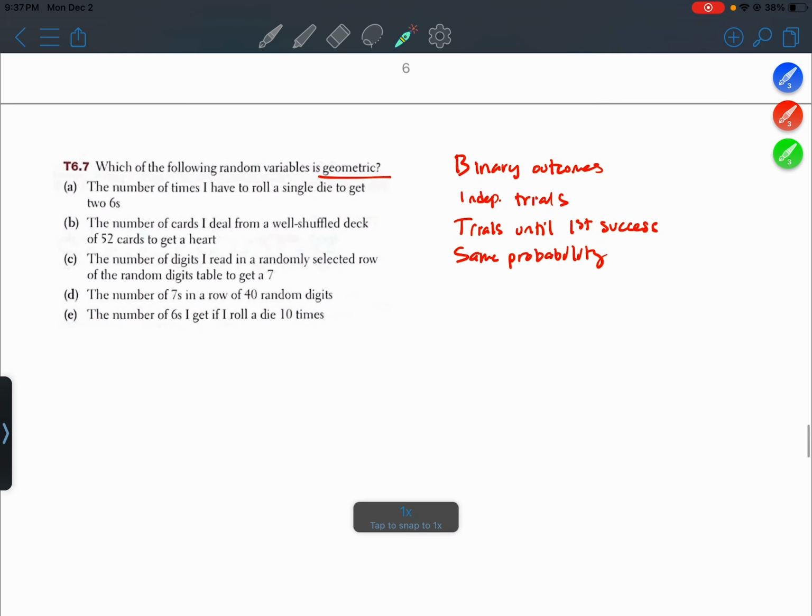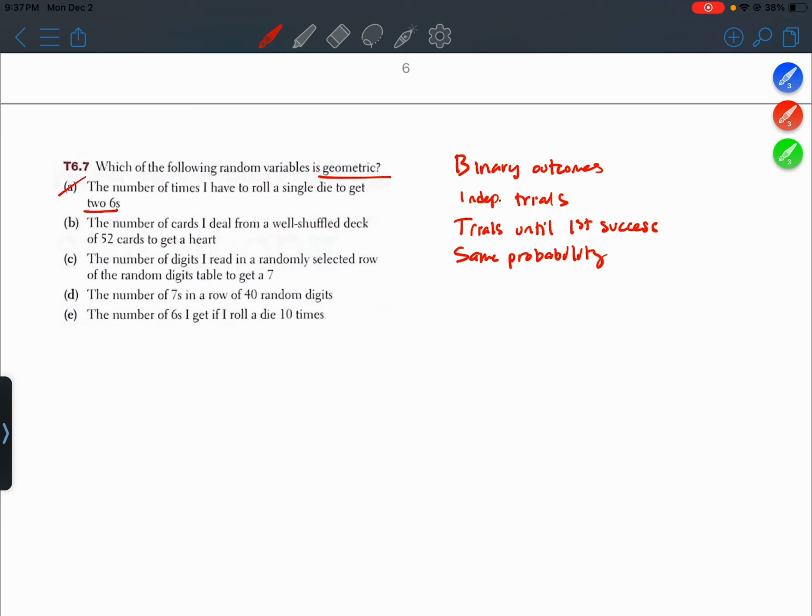A says the number of times I have to roll a single die to get 2 sixes. That sounds like we're waiting for 2 successes to occur, not for the first success to occur. So I'm going to eliminate A.